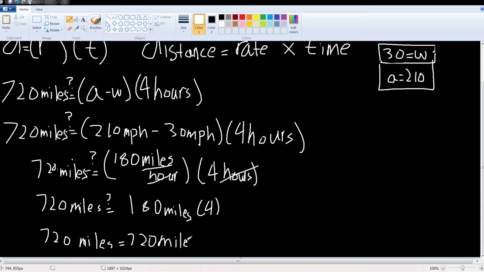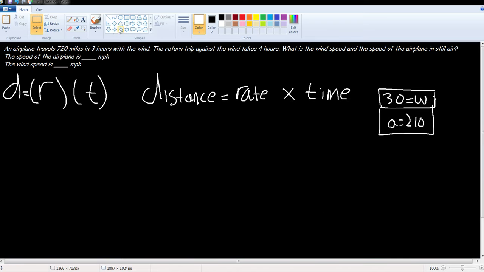So there we have it. They're actually both equal to each other. That means our answer is actually correct. So just to conclude, the speed of the airplane is 210 miles per hour. The wind speed is 30 miles per hour.